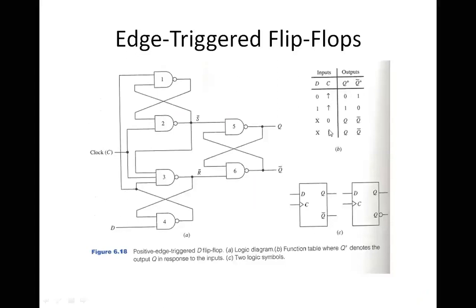Now this rising arrow that you see here, the arrow facing on top, means that it is responding to an edge trigger, which is the rising edge. It's a rising or positive edge triggered D flip-flop. So this is the circuit of your positive edge triggered D flip-flop. This is the logical diagram, and this is the function table, or we can call it the truth table.